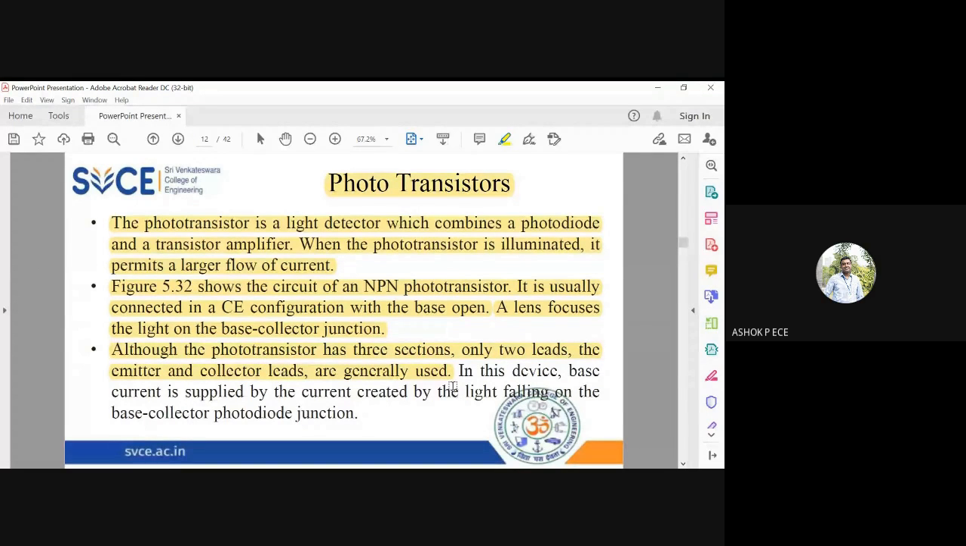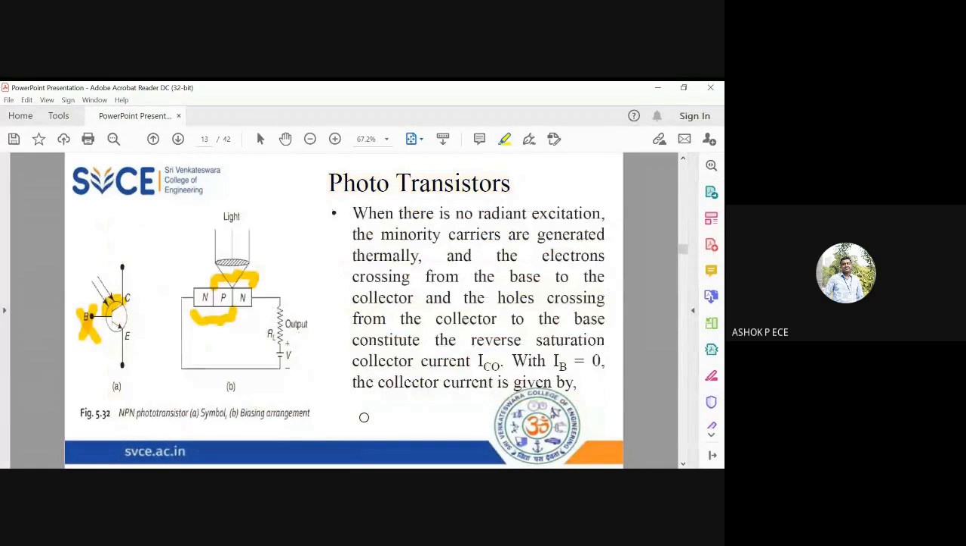Base current is supplied by the current which is falling on the base collector photodiode junction. So definitely the operation is the same. As the light falls, you will have production of IB and IC, and the relationship is emitter current IE equal to collector current IC plus base current IB. All these formulas will hold good. The only thing is, I am not going to give any input to my base. Base is going to be kept open, and I am going to illuminate the light on the collector base reverse biased junction. Be very clear on that.